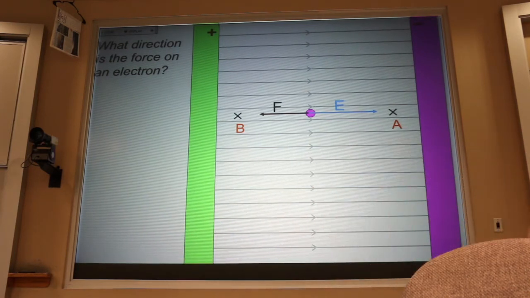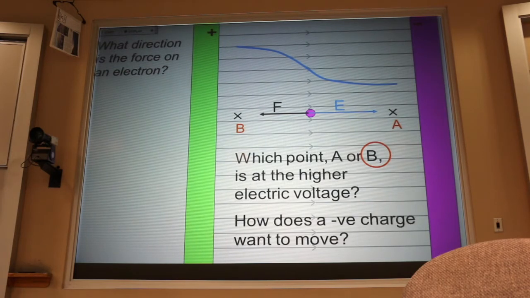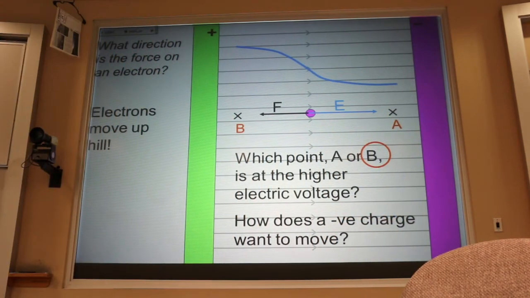Now remember, the voltage is always higher near the positive plate. The electric field always points from the high voltage to the low voltage. Okay? And so that means that a negative charge, like an electron, wants to go towards that positive plate. It wants to go uphill. And this causes some confusion. In gravity, everything falls down. Everything falls from the top of the cliff to the bottom of the cliff.